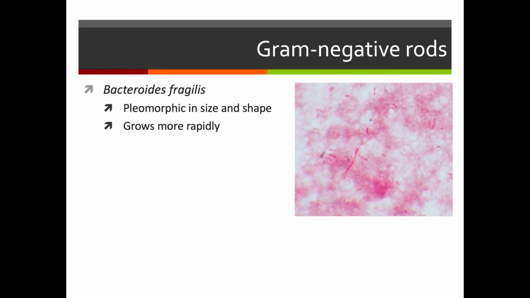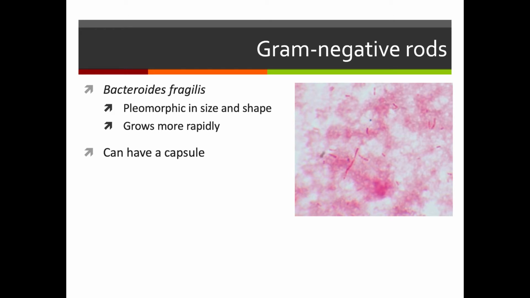Bacteroides fragilis is one of those species of bacterium that can cause fairly significant infection. They are what's called pleomorphic in size and shape. So even if you have a pure culture of Bacteroides fragilis, if you look at them under the microscope, some of the cells might be large, some of them might be small, some might be rod-shaped, some might be a little more round, but they're all the same species, which can make it difficult to diagnose via microscopy. They grow relatively rapidly, especially when compared to some of those gram-positive anaerobic rods.